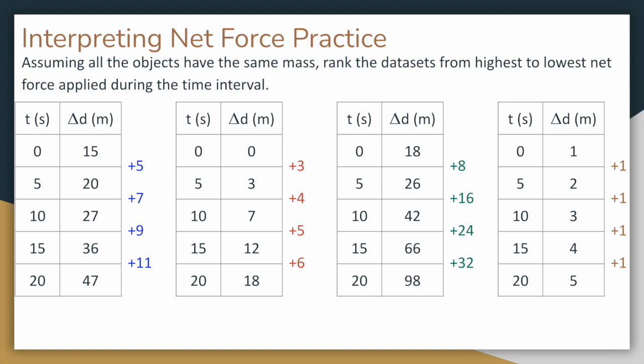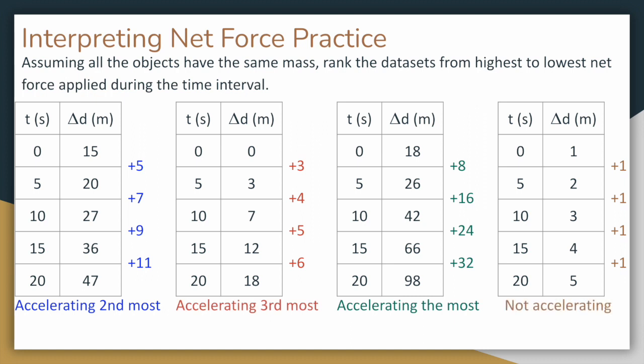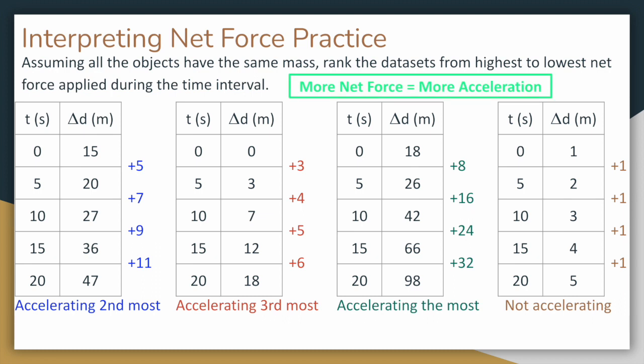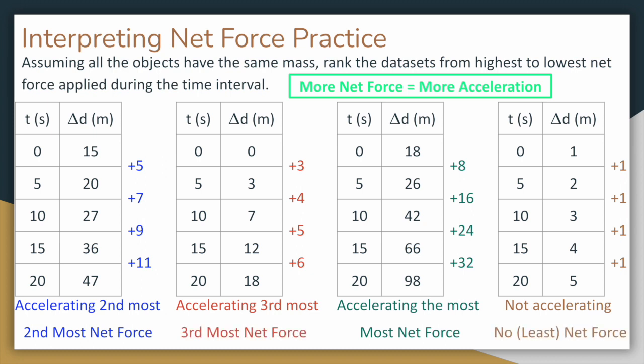Okay? Now, here's a question. Which one of these objects is experiencing the greatest force? What do you think? Greatest force between the four. That one's accelerating the most, so guess what? It's got to have the greatest force. Okay, and then accelerating the next most, what's the third most? Third most and the least, not accelerating, okay? So most force has got to be that one that's accelerating the most. So most net force, second most net force, third most net force, and zero or no net force, okay?